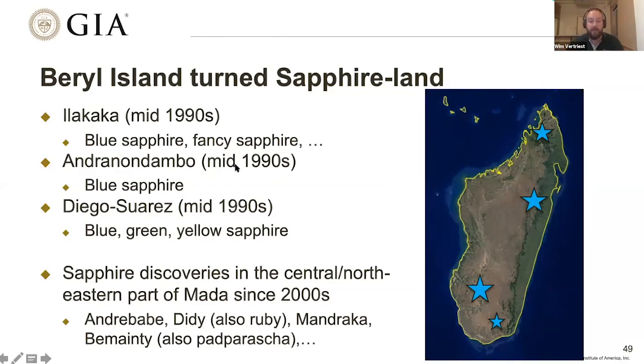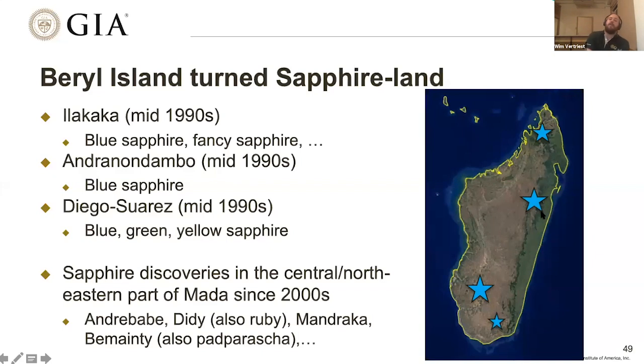The deposit in Andranondambo, which was also discovered in the mid-1990s, produced some outstanding blue sapphires, reminiscent of the typical Kashmir material. Then the deposit in the north, nicknamed Diego Suarez, really became popular around the same time, and produces a lot of dark blue, but also green and yellow sapphire. So this is more commercial grade, but a lot of volume, and it is still an important supplier for the trade nowadays.